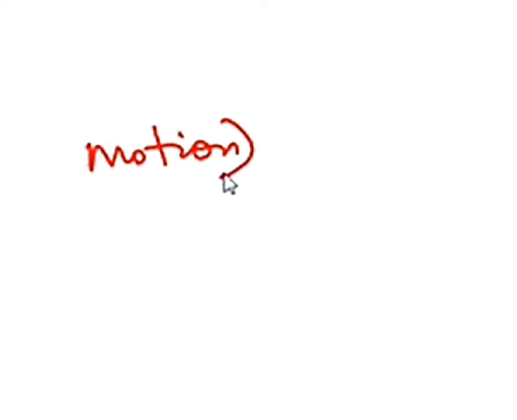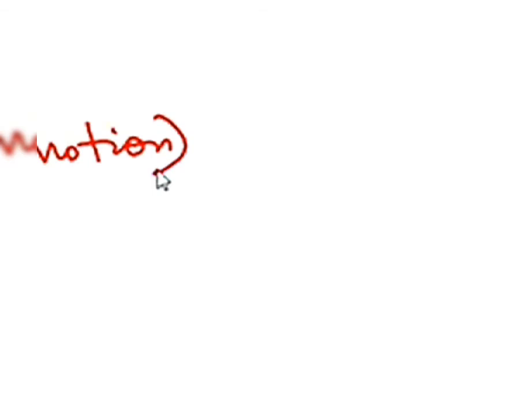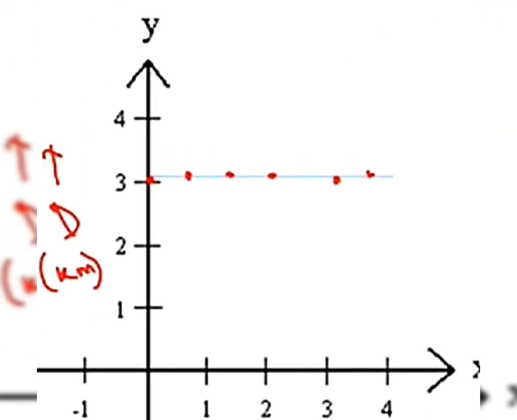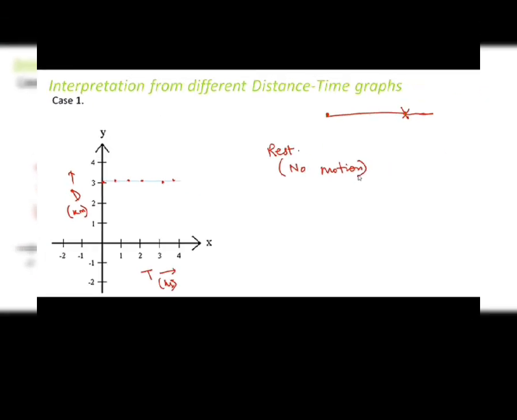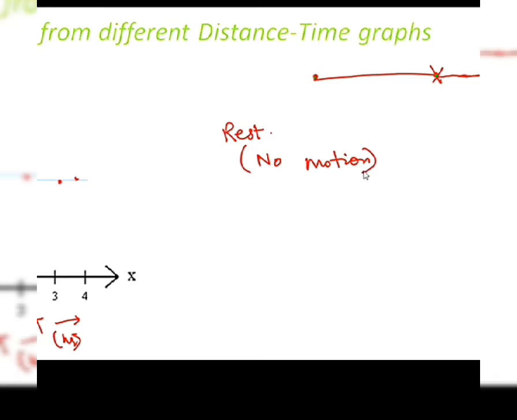But when we say an object is moving from this point to this point, and suppose it's covering some distance, say 3 kilometers, okay? Now if the object is moving, then this 3 kilometers should increase, say to 4 kilometers, 5 kilometers or something. But here in the graph you can see that the distance is always 3 kilometers. That means the object is at rest at this point. So in this case there is no motion, the object is at rest.